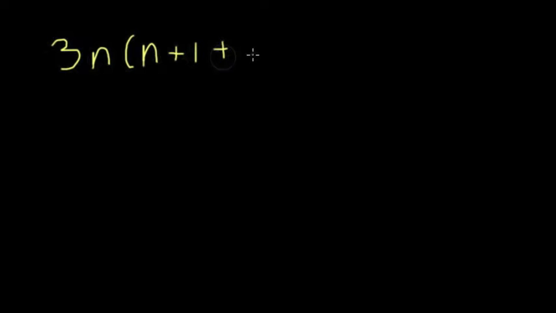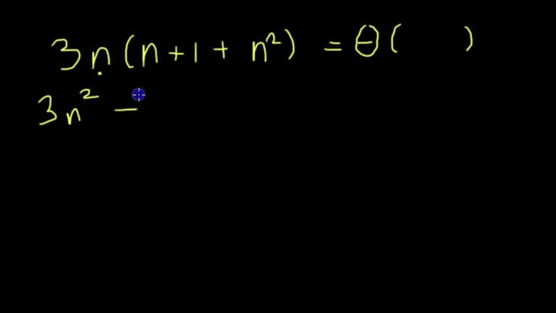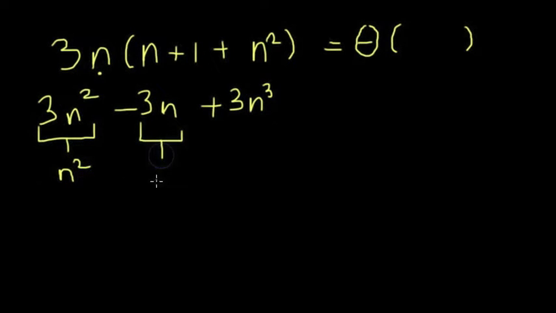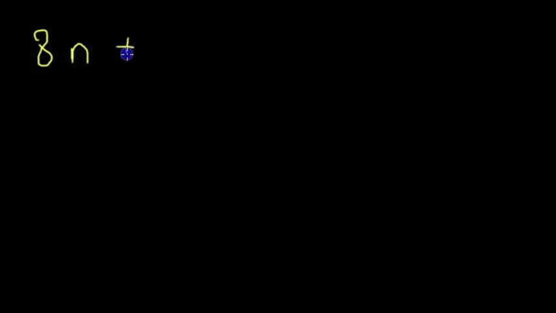We have 3 times n plus 1 plus n squared, all in parentheses, and that's big theta of what? If you're not very quick at this, you can just distribute that out, and then you get a polynomial here. So 3n squared minus 3n plus 3n cubed. You get rid of the 3, giving you n squared. You get rid of the negative 3, giving you n. I'm sorry, that's a positive 3. And then you get rid of the 3 in front of n cubed. So we're comparing n squared to n to the first to n cubed, and n cubed wins because it's got the highest exponent.